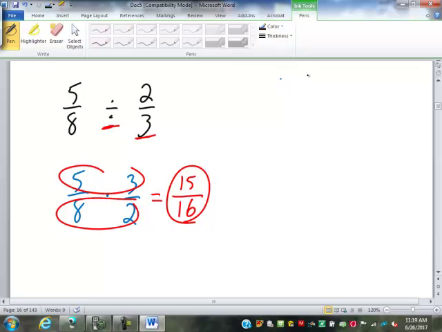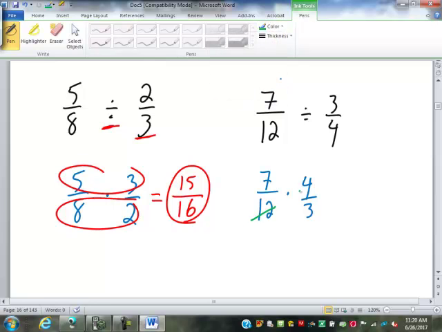Or we might have 7 twelfths divided by 3 fourths. What's that going to become? 7 twelfths times 4 thirds. Now, this is multiplying now. So what can I do before I multiply here?